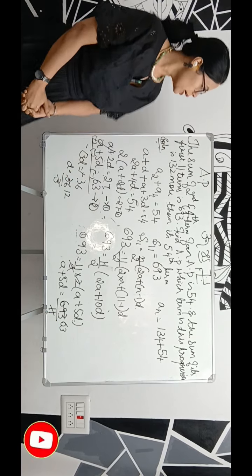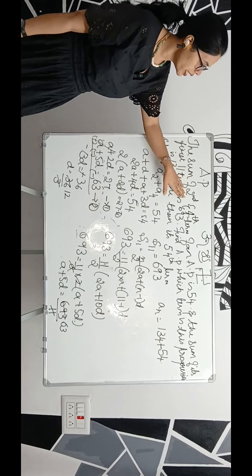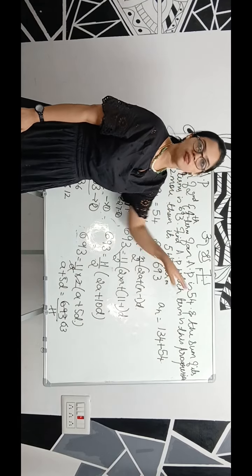Today's topic is about AP sums, a question paper sum. The sum goes like this: the sum of the second and the fourth term of an AP is 54.